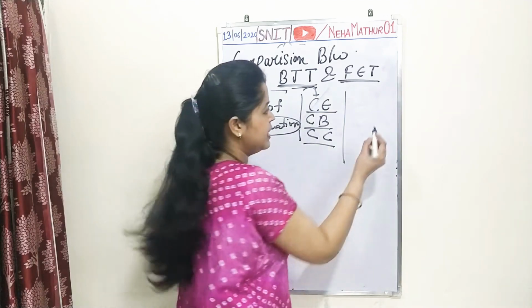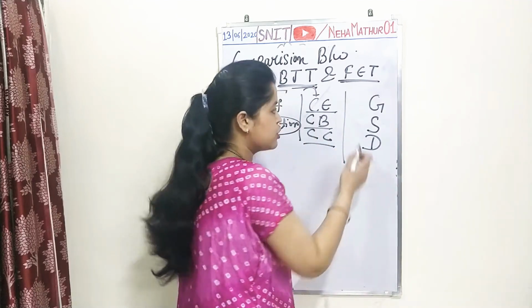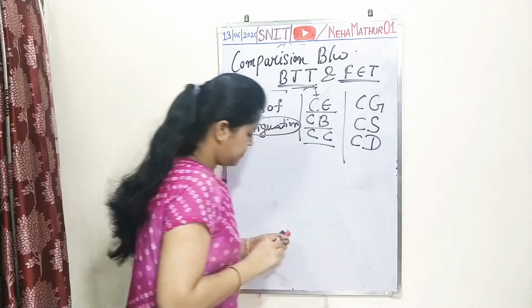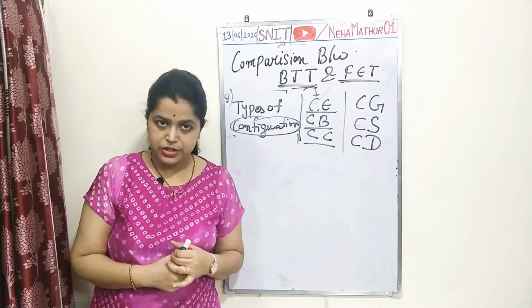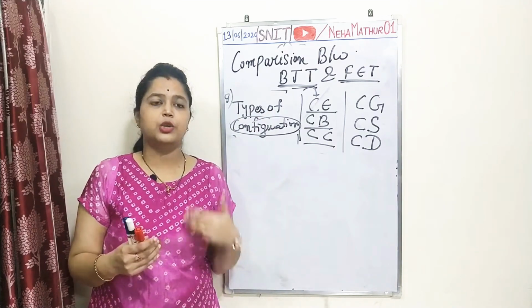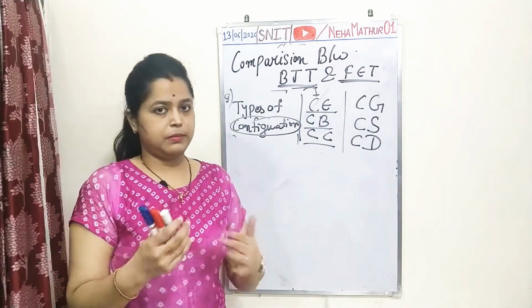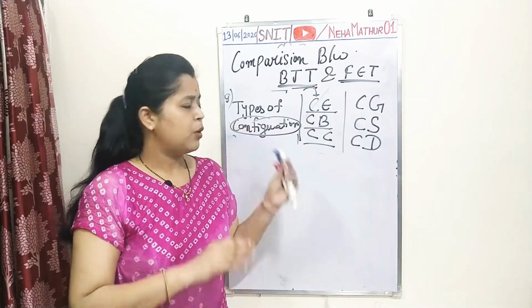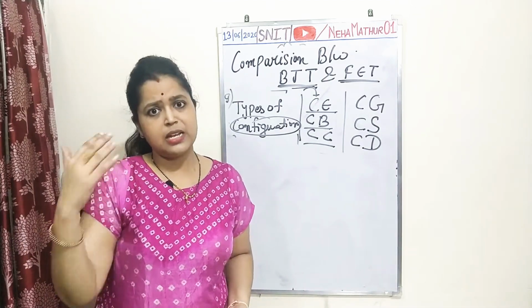Following the same concept, FET again has 3 terminals: gate, source and drain. So the configuration is also of 3 types: common gate, common source and common drain. Fine. This is about the types of configuration of BJT as well as FET. So this is all about the comparison between BJT and FET in terms of 9 parameters. Almost all the videos related to BJT are already covered in my last videos.